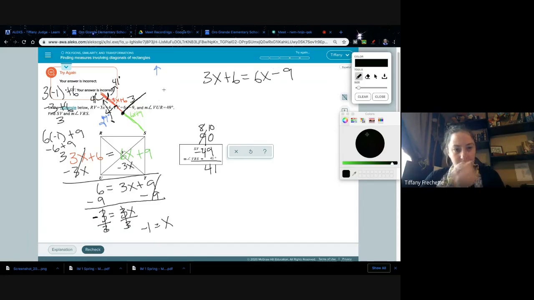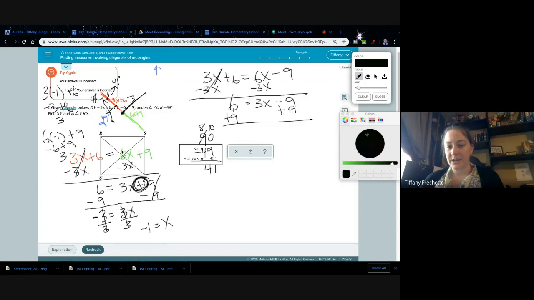So let's see, what did we do? We subtracted, and we get 6 equals 3x minus 9. Oh, that's what I did. I had a plus right here. Uh-oh. So I want to add 9 to both sides, and I end up with 15 equals 3x. When I divide by 3, I get 5 equals x.